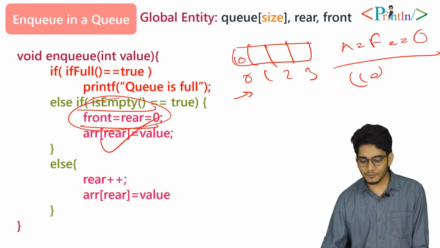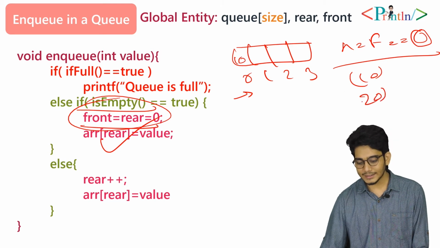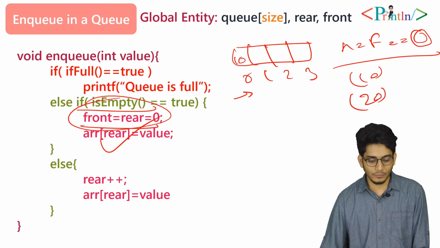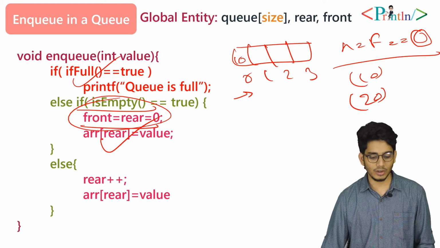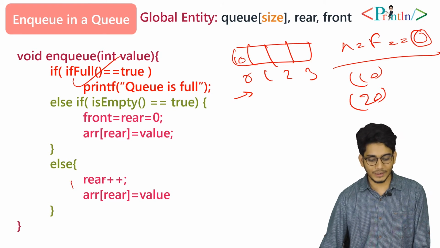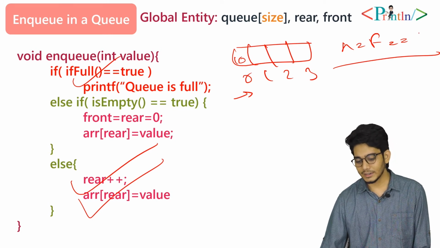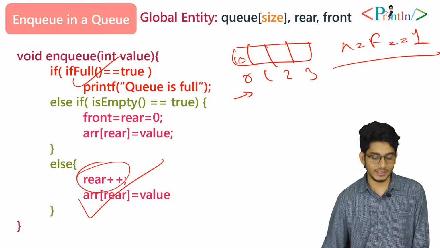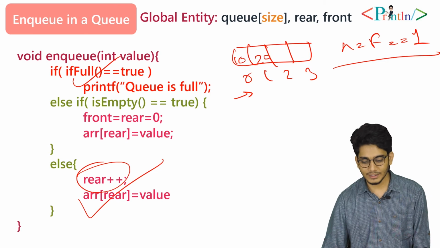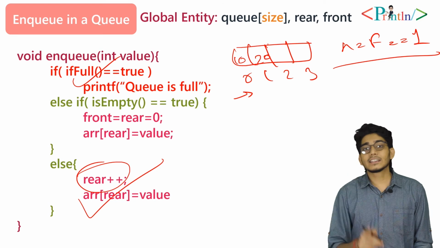Now what is the value of rear and front? That is 0. Now if we are trying to insert another element, that is 20, then what will we do? We'll check this condition, queue is not full. We'll again check the empty condition, queue is not empty. Then we'll just increment our rear and add the value. So what will be the value of the rear? It will be 1. See, here we are only incrementing rear, we are not incrementing front, and we'll insert 20 over here. So this is how we can implement the enqueue operation in a queue.